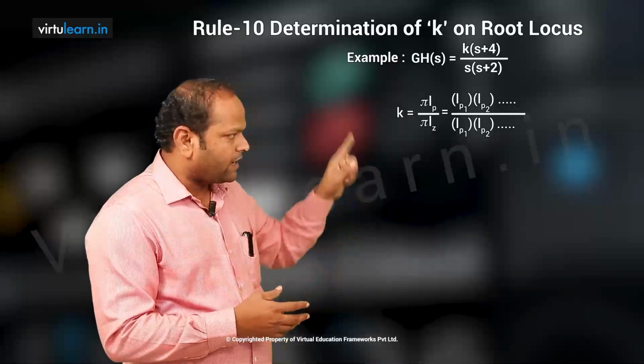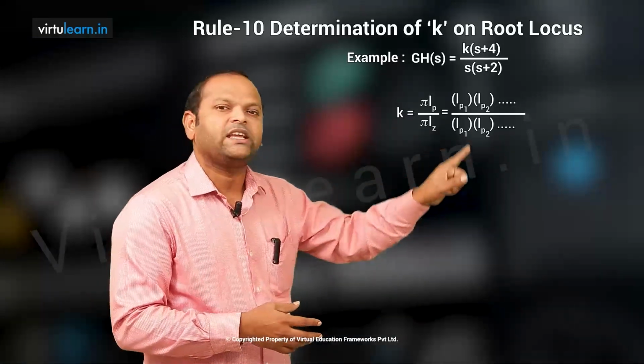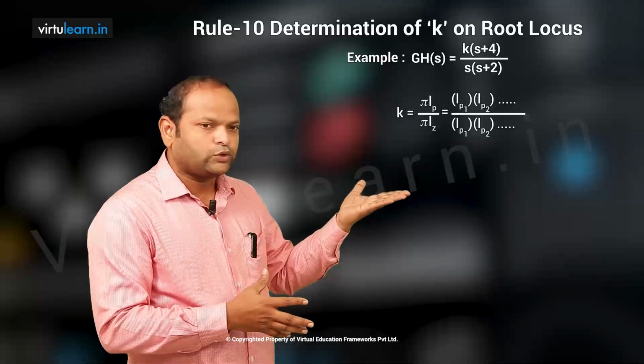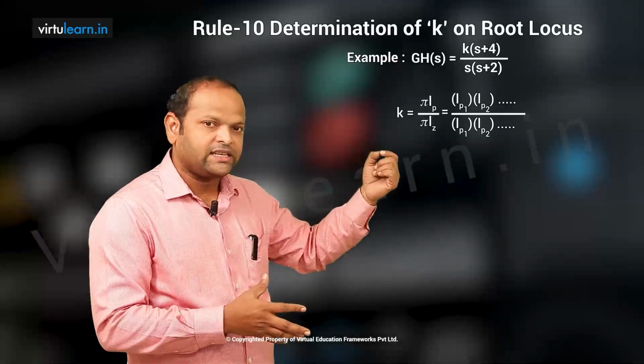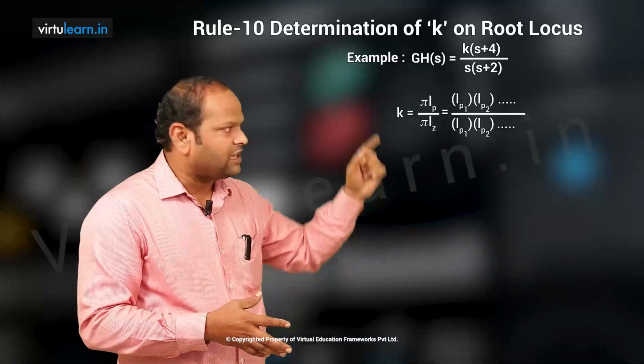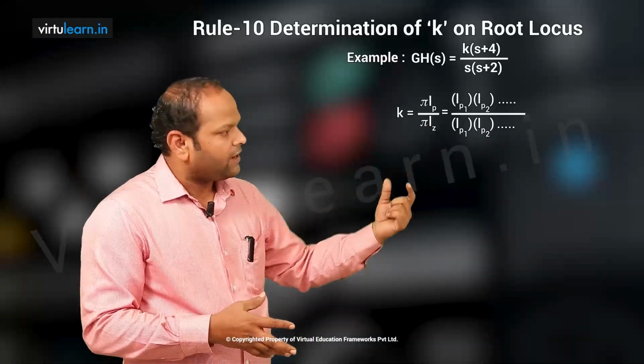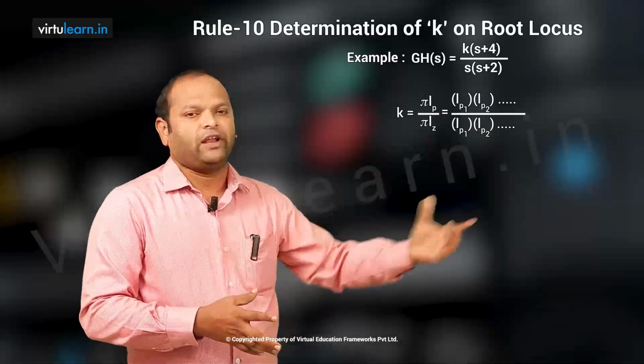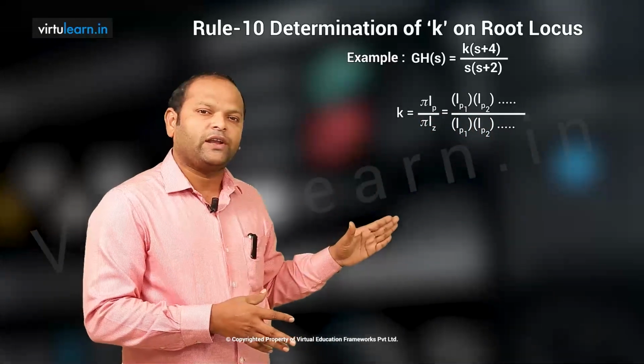What is that? Magnitude of GH of S is equal to 1. Take the magnitude of this, substitute the point S here and equate it to 1, because when you are adding the magnitude condition there will be the variable k. Equate this completely to 1 and you will find the k value. So this way also you can find out the k value.